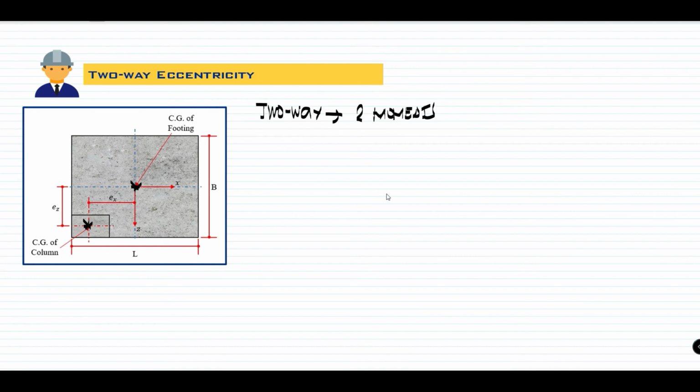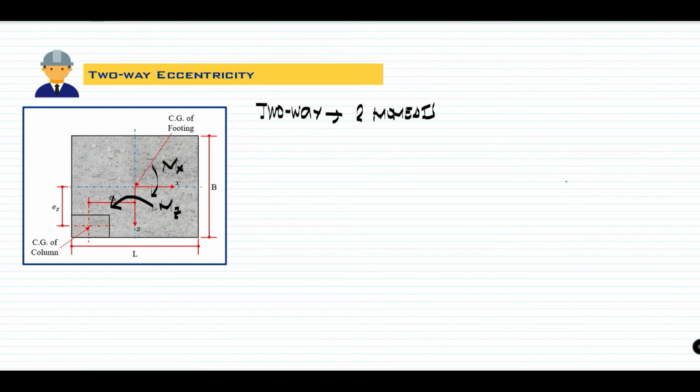So, nagkaroon na nga siya ng eccentricity along x and along z. So, for this sample figure, yung rotation natin about x, so since nandito yung load, so papunta yan na pa ganyan. So, yan yung moment about x or moment about z. Kasi umikot yung z-axis natin. And yung moment natin about x is nandito yung load. So, syempre, papunta yan ng paganyan. So, this moment about x.